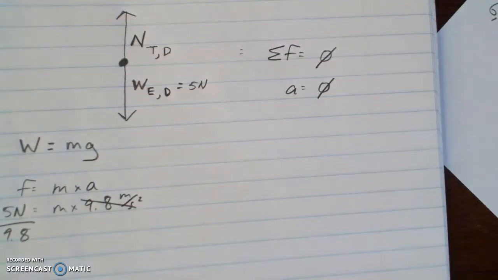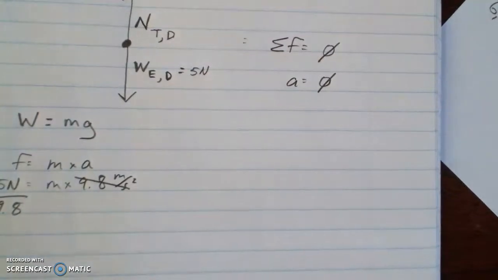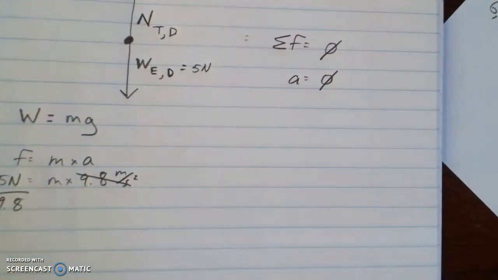Now, think about this question for 1 second. Could I have an object that is moving yet still have a balanced free body diagram? Okay, what did you come up with there?